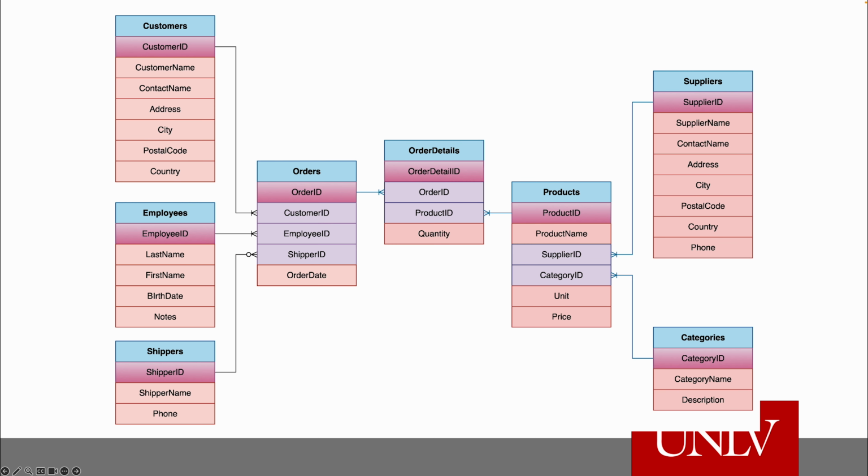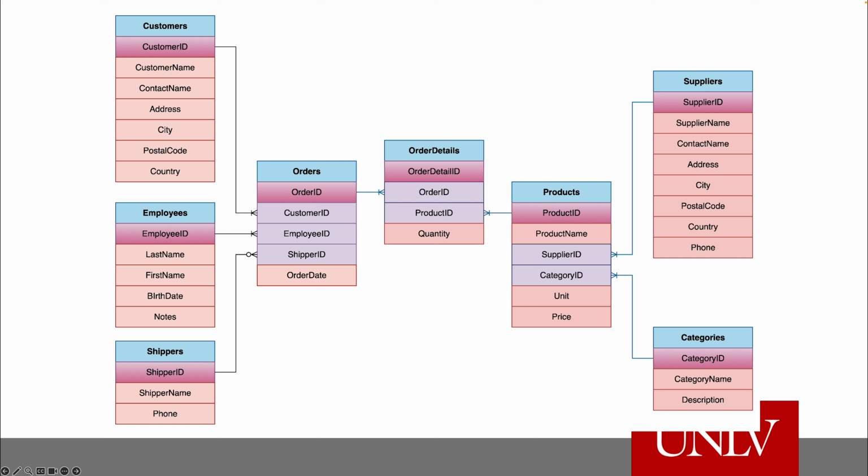So the suppliers table stores supplier details. Supplier ID is the primary key. Other fields include the supplier name, contact name, address, city, postal code, country, and phone number, and each supplier can offer many products. And the categories table classifies products. Category ID is the primary key, and other fields include category name and description. And each category includes many products.